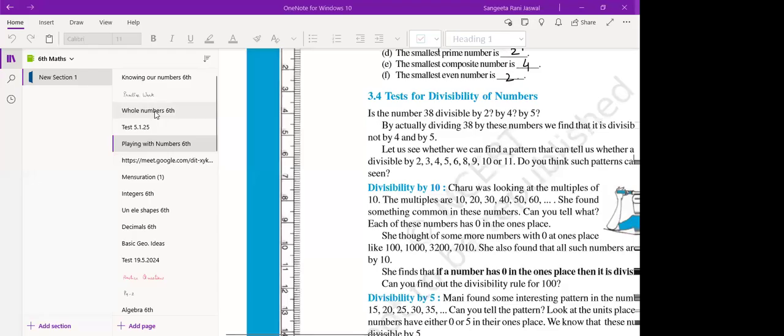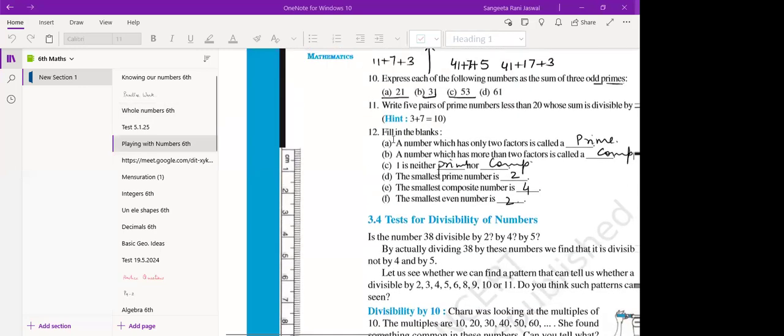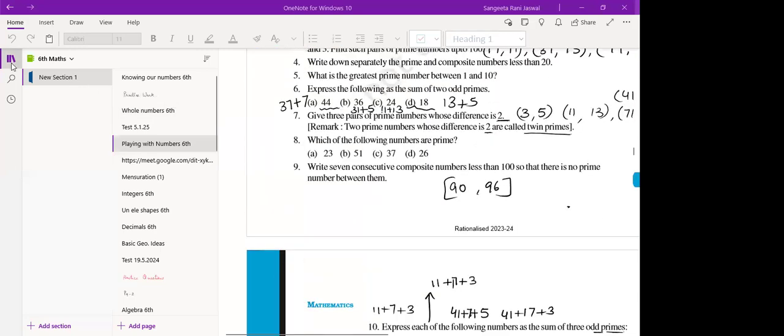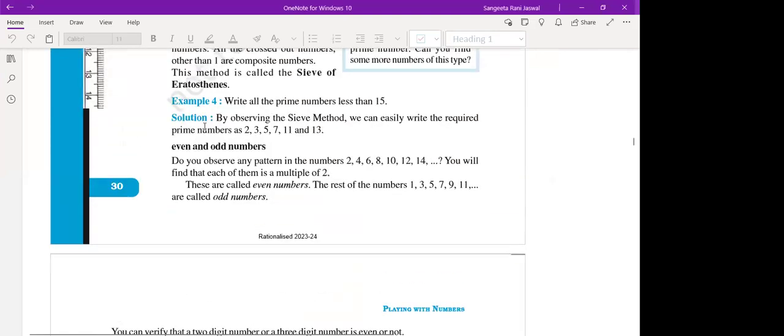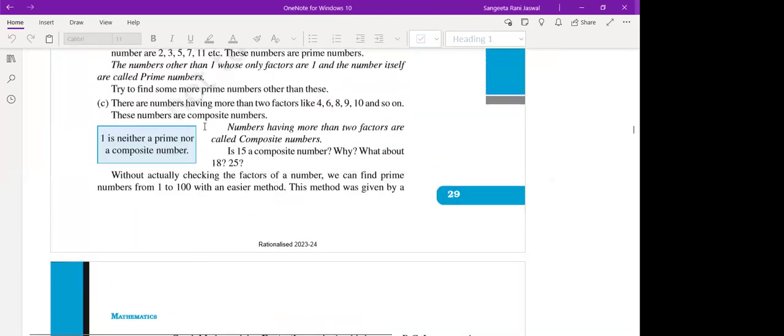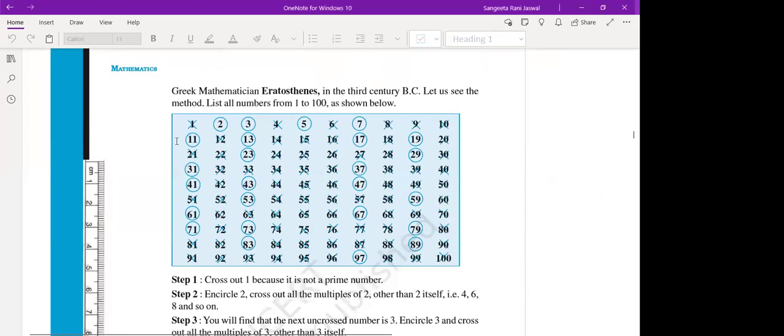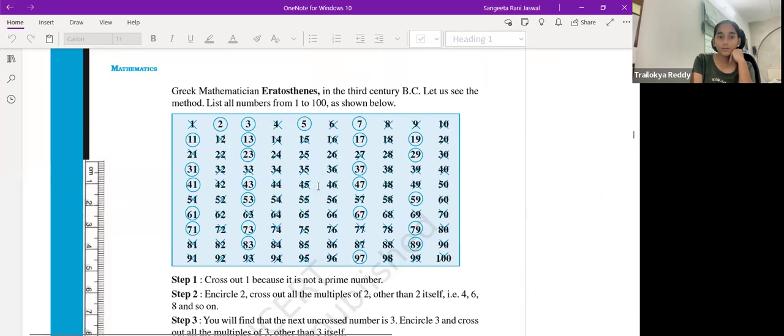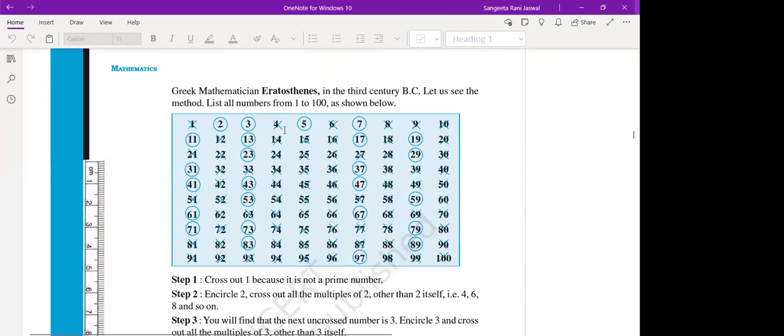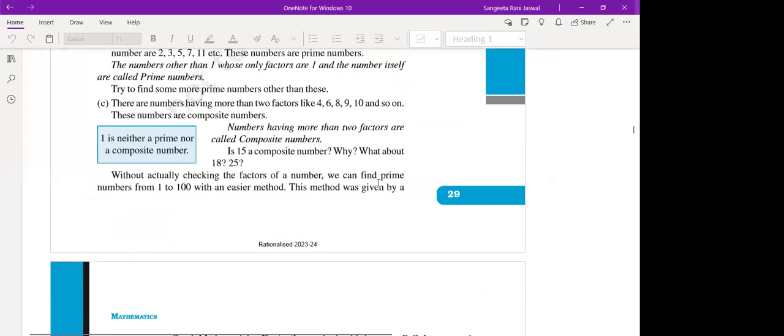Let's move to the screen. Okay. This is playing with numbers. See, in the beginning, you had all small questions. First of all, in this, you should know all the prime numbers between 1 to 100, right? Everyone knows all prime numbers between 1 to 100? Okay, if you don't know, you have to learn all the prime numbers between 1 to 100, right?